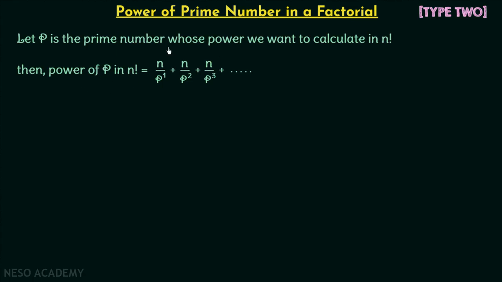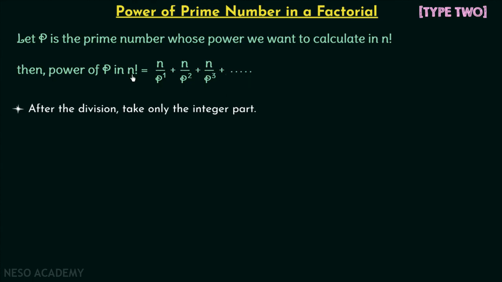Now regarding this formula, there are two important points. The first point is, after the division, take only the integer part. This means when you perform the division, then after the division, take the integer part and then do the addition.